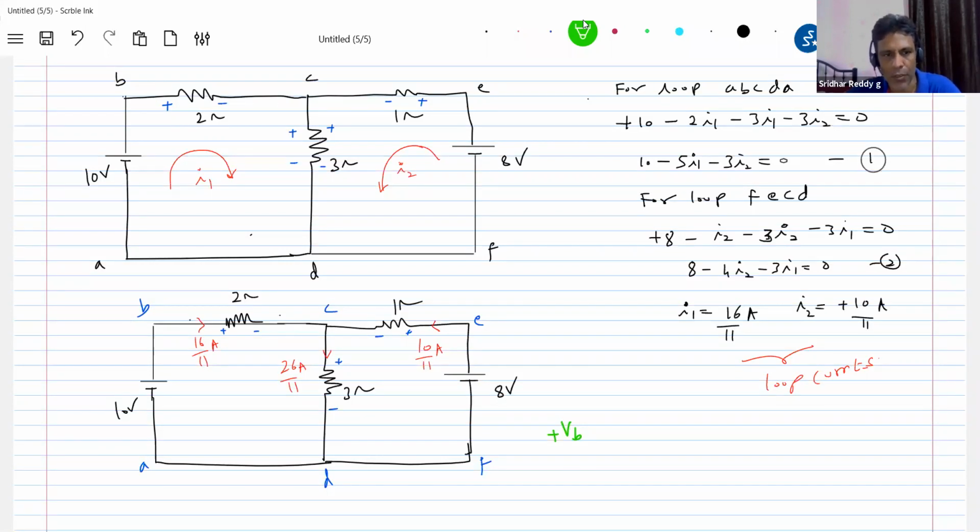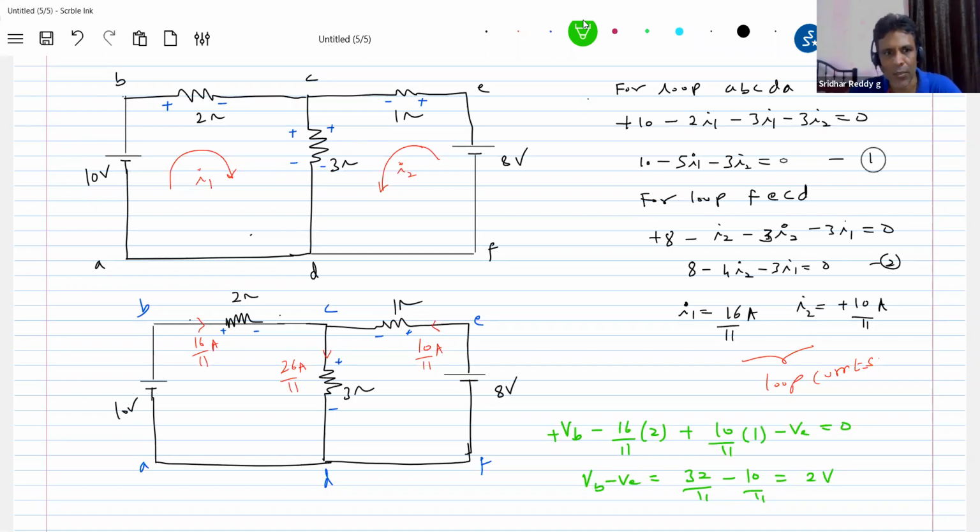Plus, where I begin positive, then minus high R, so this will be 16 by 11 into 2. Minus, so I'll move from positive to negative, no? Then plus 10 by 11 into 1 minus VE equal to 0. So therefore VB minus VE should be equal to 32 by 11 minus 10 by 11. So this should be equal to how much? 22 by 11, or 2 volt.